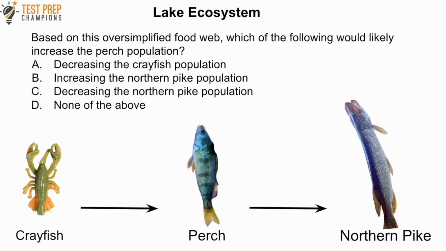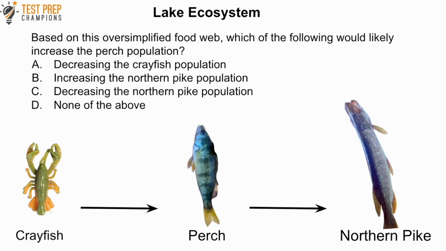Based on this oversimplified food web, which of the following would likely increase the perch population? Is the answer A, B, C, or D? So now's your chance if you'd like to pause the video, try to figure this out, and whenever you're ready, we'll go over the answer.